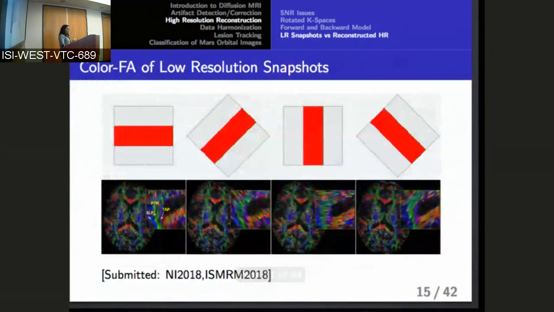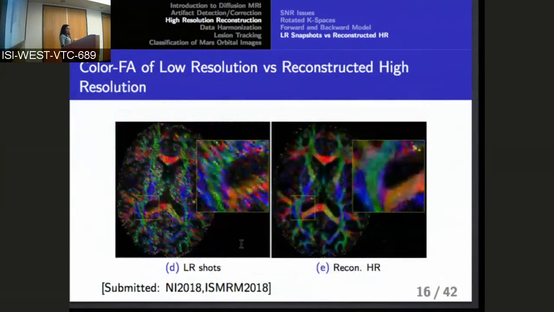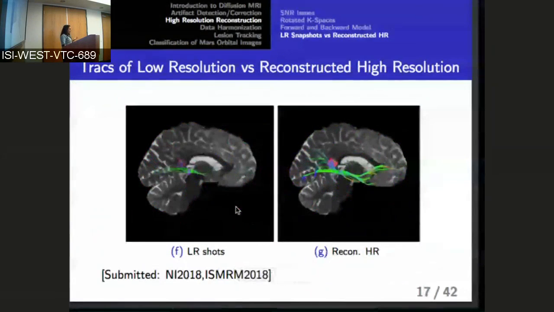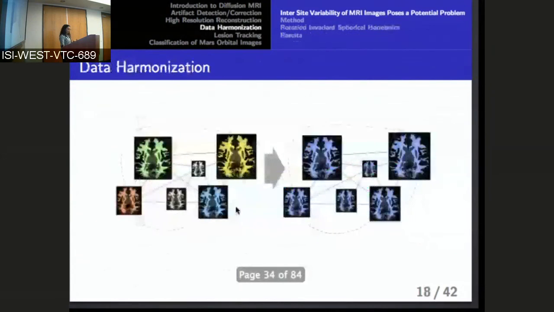And so here, I just visualized color FA of different low resolution snapshots. And this is color FA of low resolution versus high resolution image. And these results make neurologists, for example, much happier. And I think that you agree that the high resolution image is much better than this. And these are some tractography results that we show that, using this reconstructed high resolution image, we end up with much better estimation of the tracks in our brain.